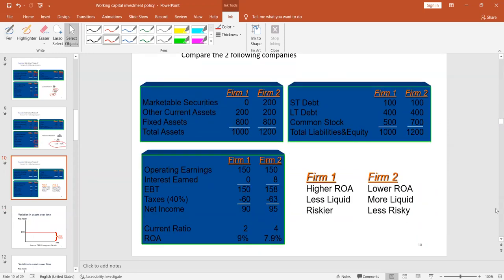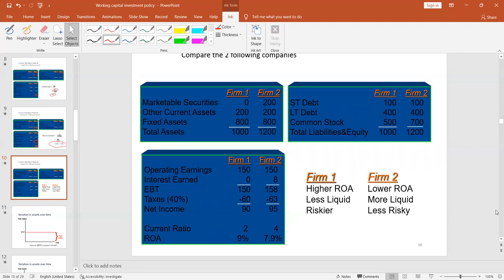So we can draw a conclusion here that in the case of firm 1, you have higher return on asset and you are taking more risk. How? You have less liquidity. In the case of firm 2, you have lower return on asset and you have more liquidity. It means it's less risky. So this is the relationship between risk and return. High risk, high return. Low risk, low return. High risk means you have less liquidity. Low risk means you have high liquidity.